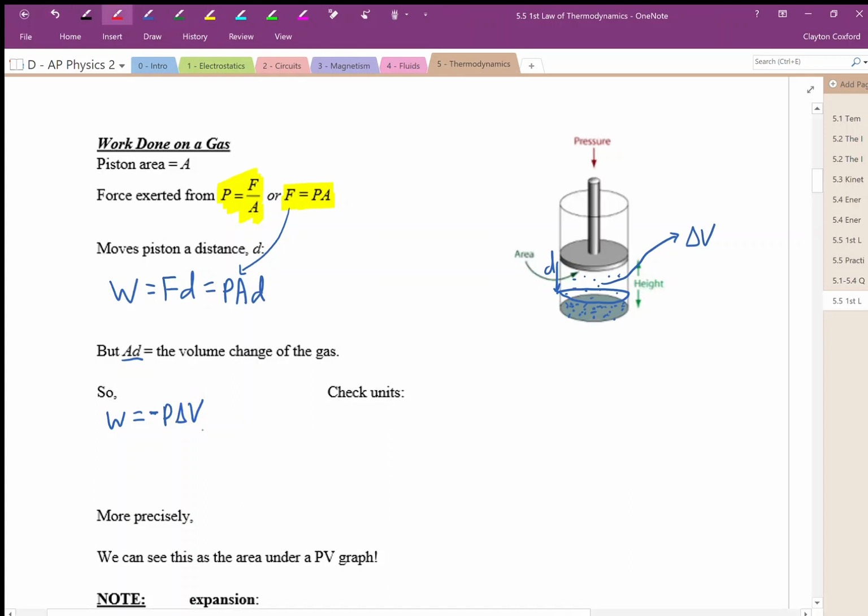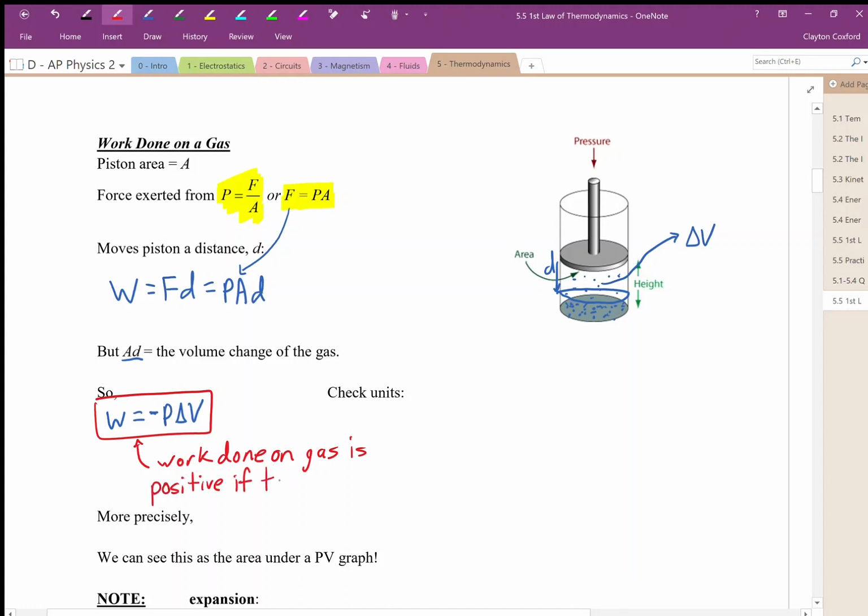So what this means, here's our little equation. This says that work done on the gas is positive if the volume decreases. And this is what we said near the start of the video, that work done on a gas is positive, and work done by a gas, that would be if the volume is increasing, then we would end up with negative work, and this equation will show us exactly that.